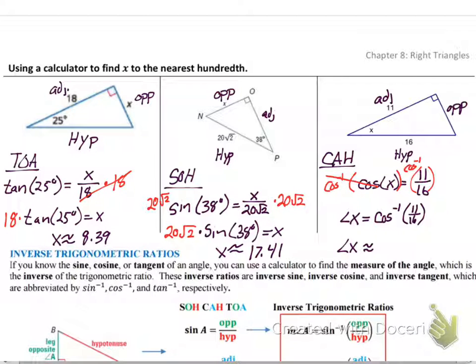Grace? 46.57. 46.57 degrees. Cool. No one yelled at me, so I'm guessing that's the right answer.